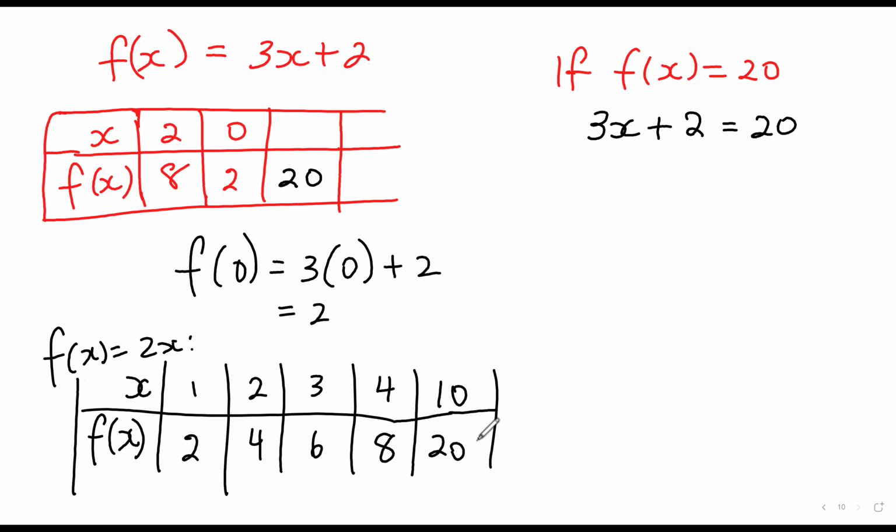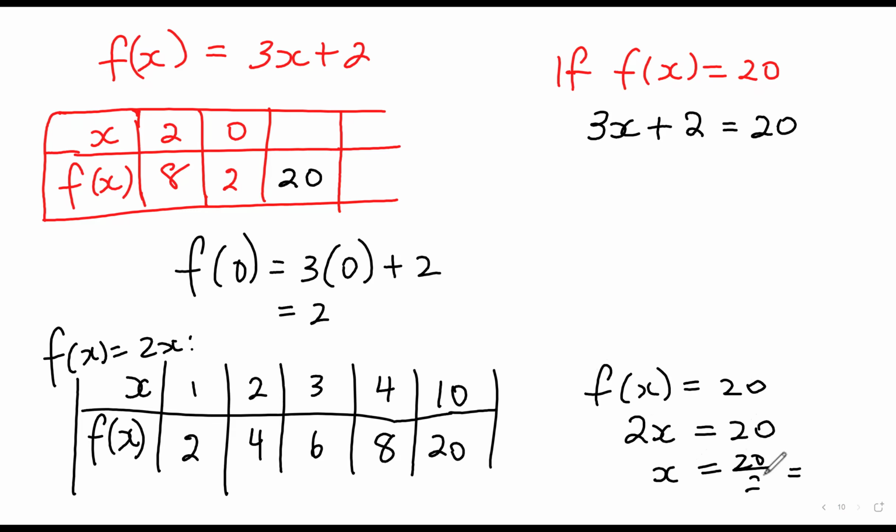But I can work this out algebraically as well. I could have said, if f of x is equal to 20 and I want to know what x is, I could solve it using algebra because I know that the function f of x is defined as 2x. So when 2x is equal to 20, x would have to be equal to 20 divided by 2, which is 10. So that's how you got 10. And that's how you also got 4.